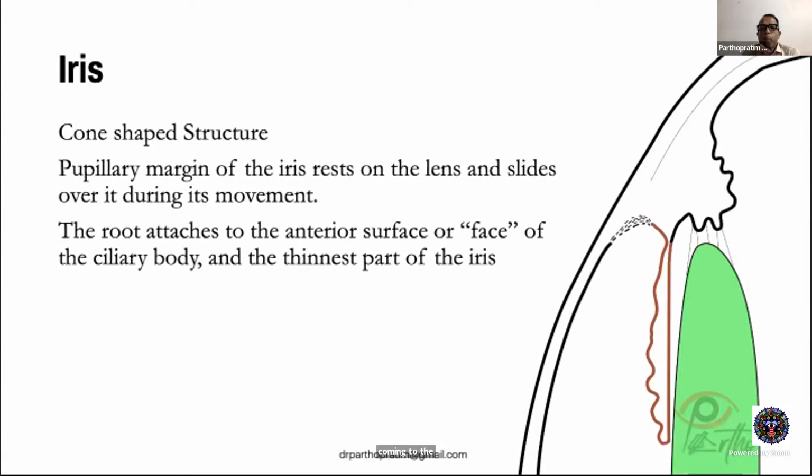Now, coming to the iris, iris is a cone-shaped structure. The pupillary margin of the iris, if you see, it rests on the lens and slides over it during the movement of the iris tissue. Now, this root attaches to the anterior surface, or you can call it base of the ciliary body, and this root is the thinnest part of the iris.